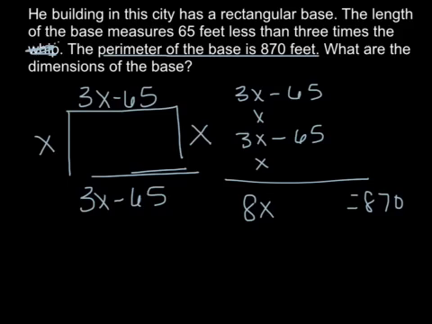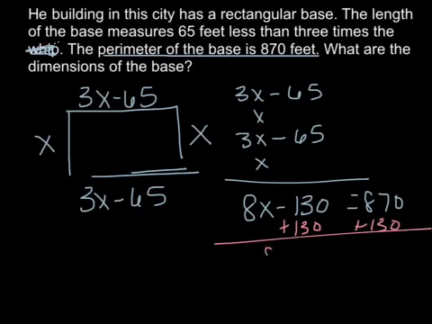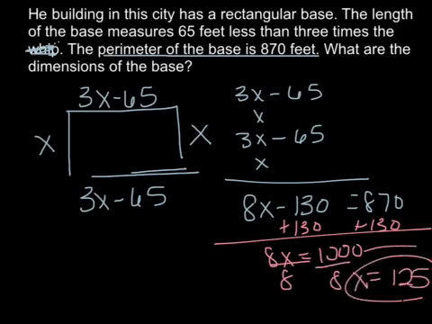And then 65 and 65 is a negative 130. So to solve this, we're going to add 130 to the other side. So 8x equals 870 plus 130, which is 1,000. Divide both sides by 8. And x equals 125. So the width right here is 125.